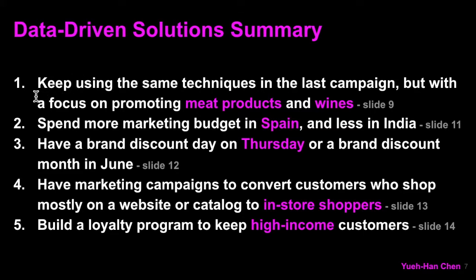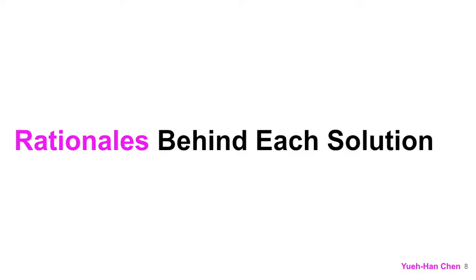The first one is I suggest the marketing team keep using the same techniques as in the last campaign, but with a focus on promoting meat products and wines. The second solution is that I suggest they spend more marketing budget in Spain and less in India. The third is to have a brand discount day on Thursday or a brand discount month in June. The fourth is to have marketing campaigns to convert customers who shop mostly on the website or catalog to in-store shoppers. The last solution I suggest is to build a loyalty program to keep high-income customers loyal as long as possible. Now, let's look at the rationale behind each solution.